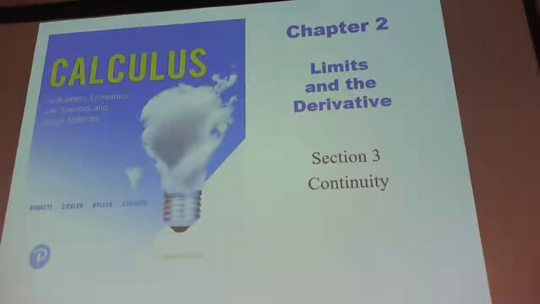All right, so now we're on chapter 2, limits and the derivative, section 3, continuity. This is an important section, but it's really going to be more background, looking at functions. Eventually in chapter 2, what I really want to get to, which is not too far off, is application problems. Here's a revenue.